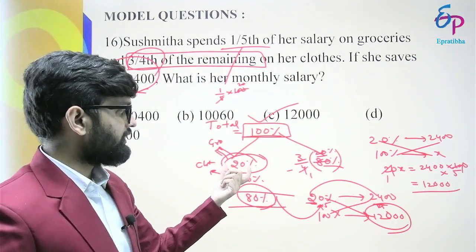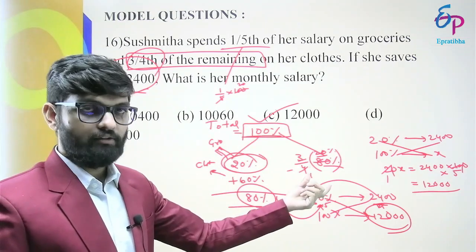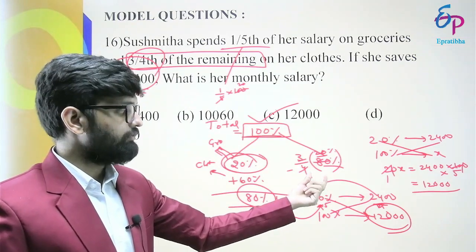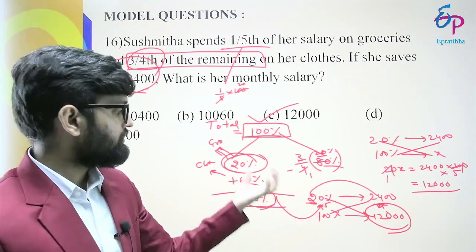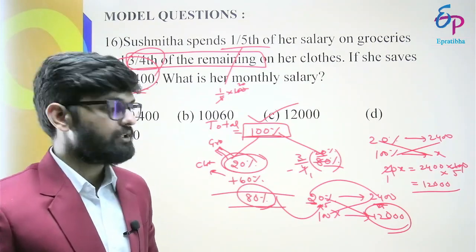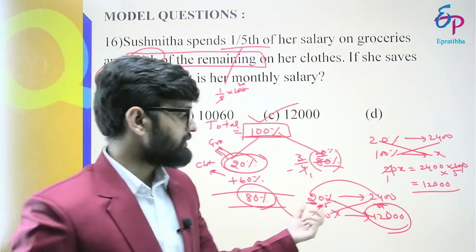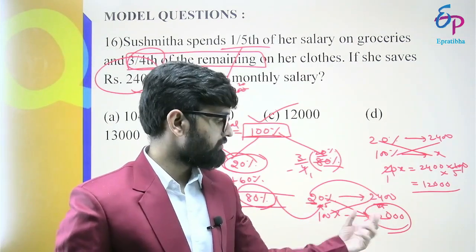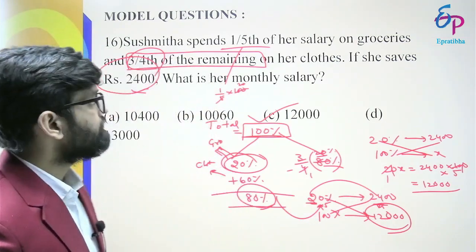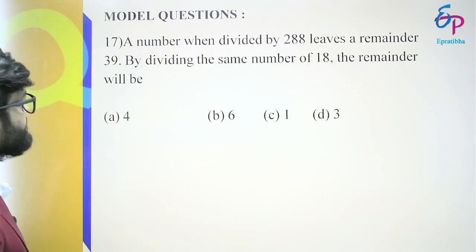100%, 20% is on clothes, remaining 3/4. On the remaining 3/4 it will be 60%. 20% plus 60% is 80%. 80% she has spent means 20% she is left with. 20% value they have given as 2400, so 100% value will be 12,000. So moving on, question number 17 is coming up.